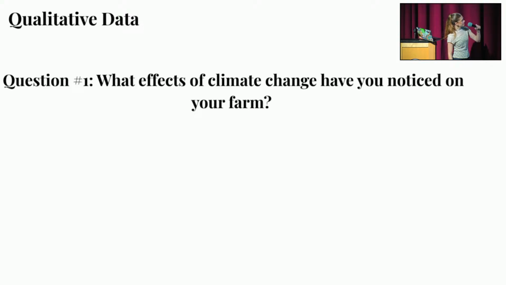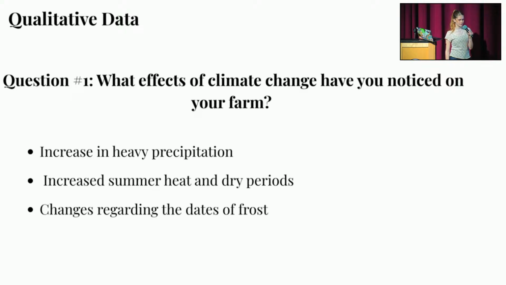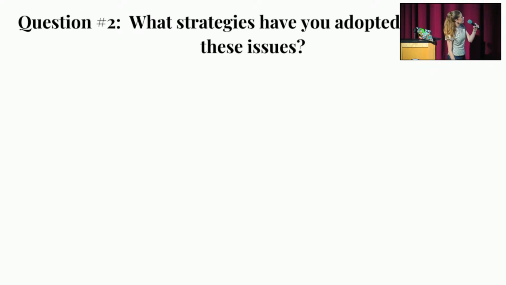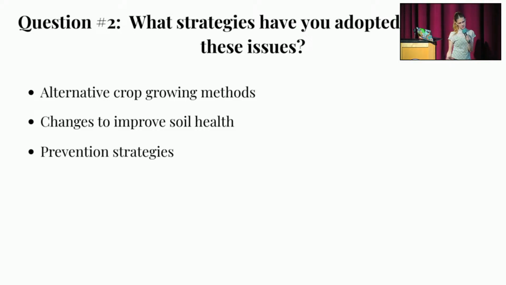So my first question is, what effects have you noticed on your farm? The 3 answers were increase in heavy precipitation, increased summer heat and dry periods, and changes regarding the dates of the frosts. So, going back to what I had said before about changing temperatures and such. In terms of strategies that have been adopted, I grouped those into 3 primary categories as well. Those are alternative crop growing methods, changes to improve soil health, and prevention strategies specific to droughts and flood recovery.